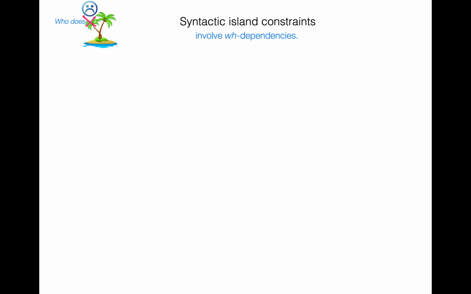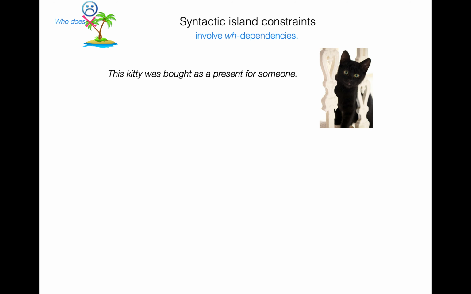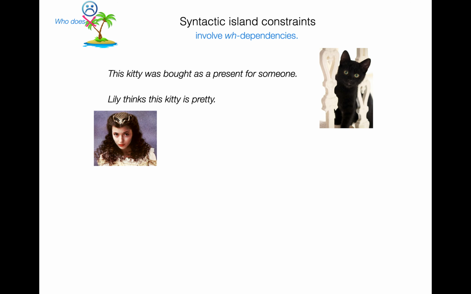So let's talk a little bit about syntactic island constraints. And in fact, they involve wh-dependencies. So let's consider this scenario right now. This kitty, very cute, was bought as a present for someone. Great. And Lily, who's this girl right here, thinks this kitty is pretty.